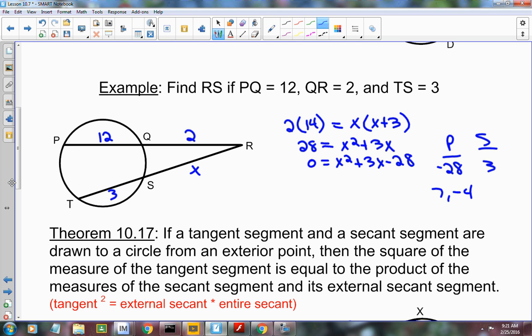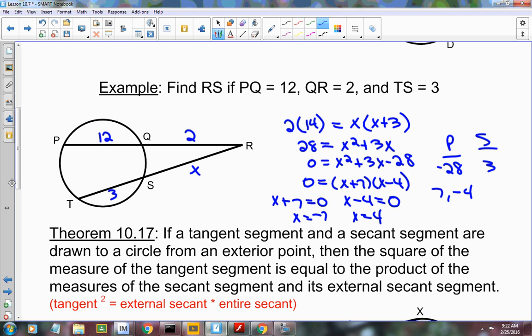All right, so this one's easy because my coefficient is a 1, right? And so I can go straight to my binomials. X plus 7, x minus 4 equals 0. Once you get it factored, then you're going to set those two factors equal to 0 and solve. So x plus 7 equals 0, and x minus 4 equals 0. Subtract 7 from both sides. X is negative 7, and x is 4.